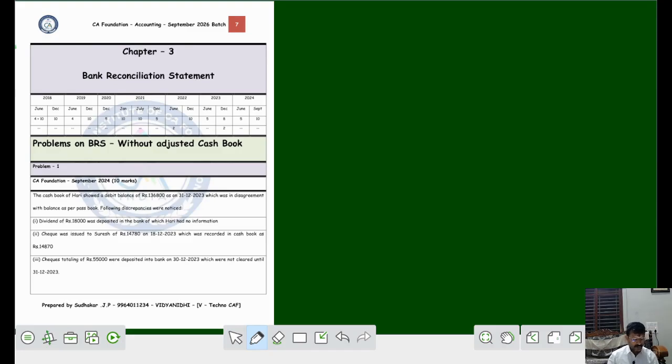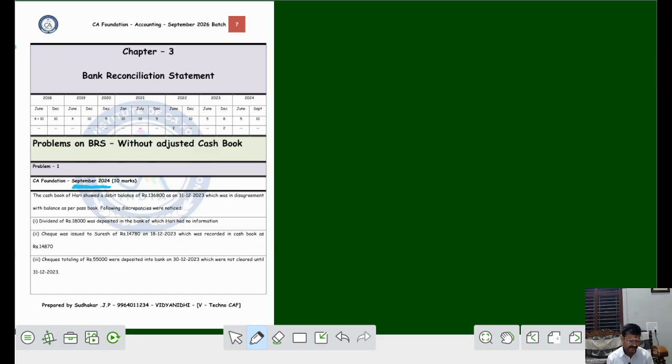In the last two sessions we have covered what the BRS is, what the reasons for differences are, and how to go about the solution in BRS. Let me start the first problem. This question was asked for CA Foundation in September 2024.